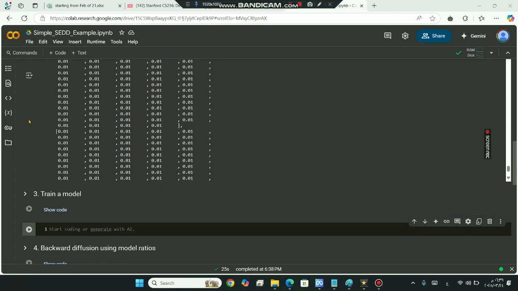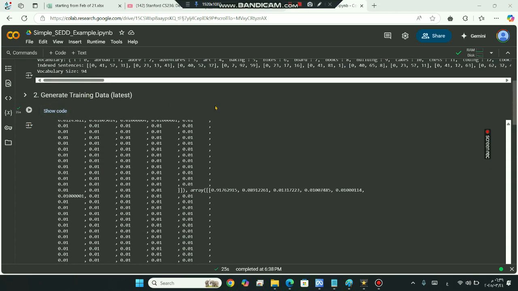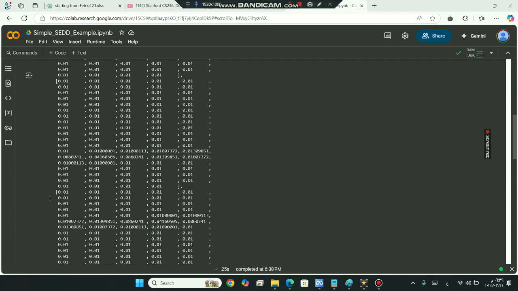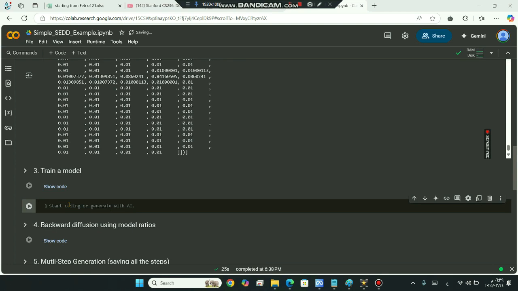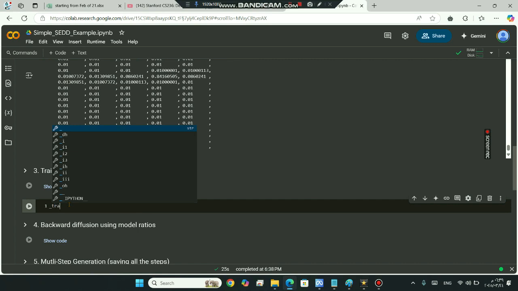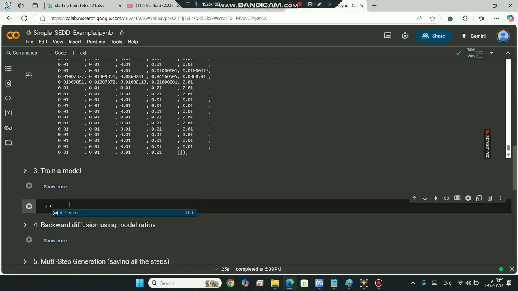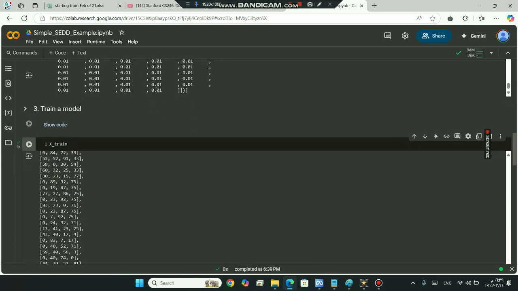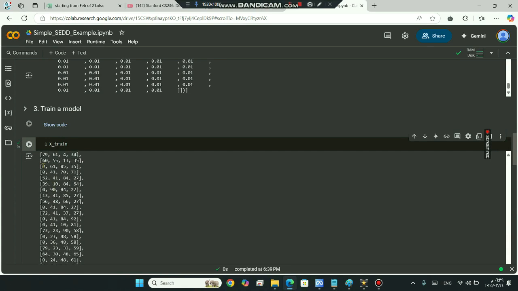All right, so right now we have run this code and generated the training data. Let me show you how it looks like. Let's print X train. This is how the X train looks like. It is the indices that we have talked about. Those are the indices of t plus 1. Now for each indices of t plus 1, we will predict the ratios of the probabilities at t.